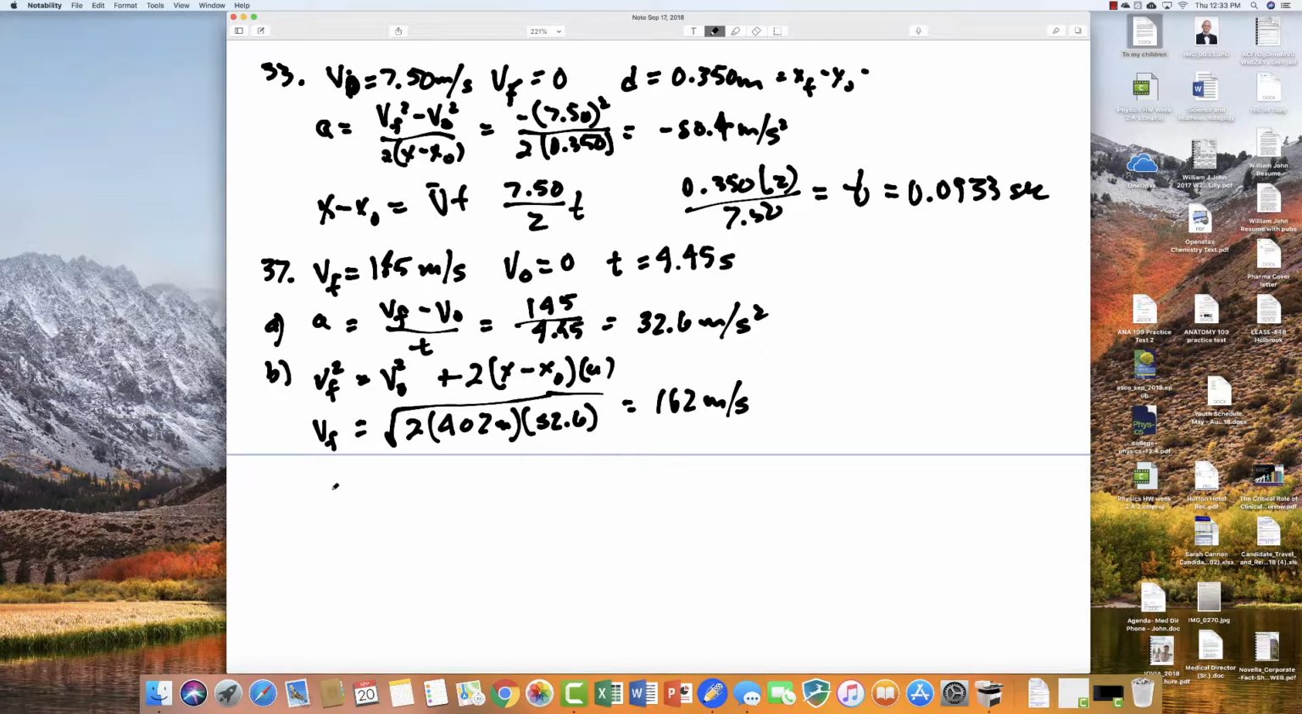Okay, the next problem is number 45. Number 45 states, and now we're getting into falling objects. So these problems, from now on, we're going to be talking about objects that are moving in one dimension, but that dimension is in the y-axis. A dolphin in an aquatic show jumped straight up out of the water with a velocity of 13.0 meters per second.